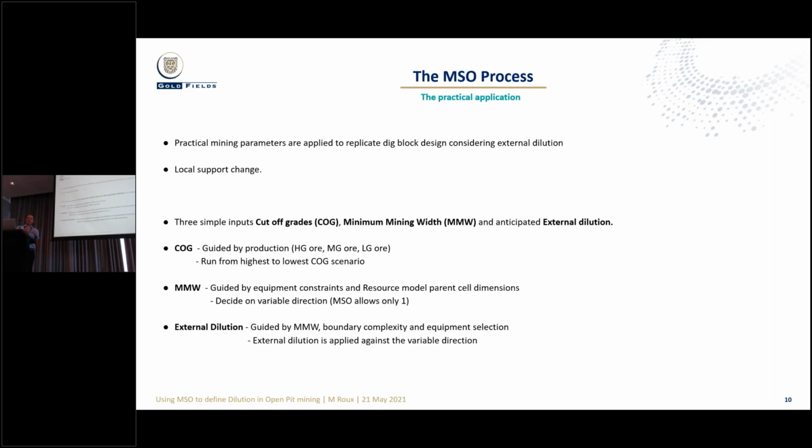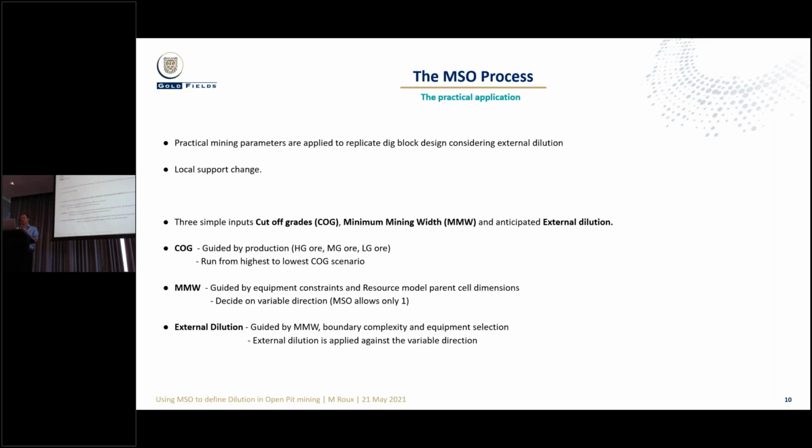Because what you're seeing is there is a change in the variable, as I can remind you back to that photograph that I had before of the dig outline, you're seeing that variable change in the local support of what you're actually extracting. So the 3 simple inputs in terms of the MSO itself are the cutoff grade, the minimum mining width, and the external dilution. The cutoff grade, what I like to say is, in this particular process, we guide ourselves against the actual production. So if you, in this case, have a layout where you are putting your grades in 3 particular grade bins, high grade, moderate grade, low grade, then use that in the MSO process.